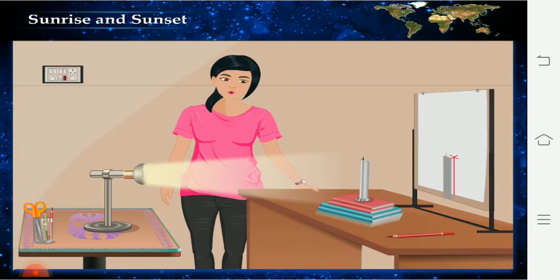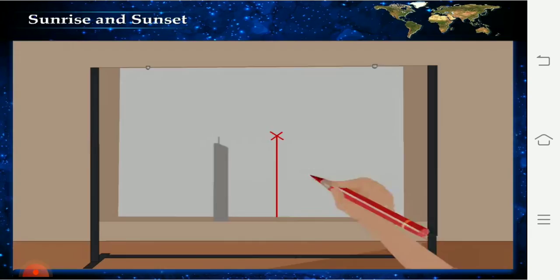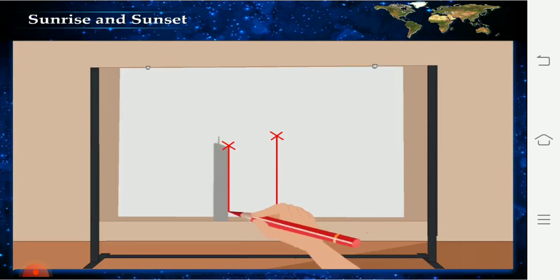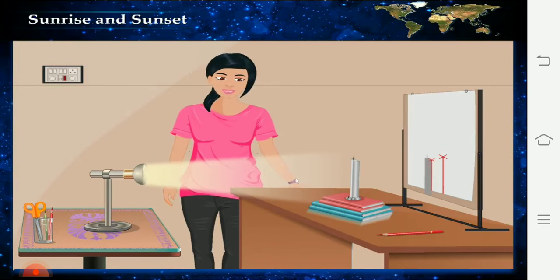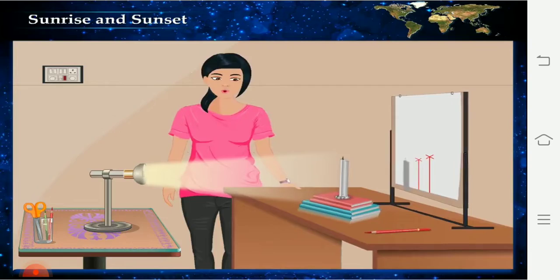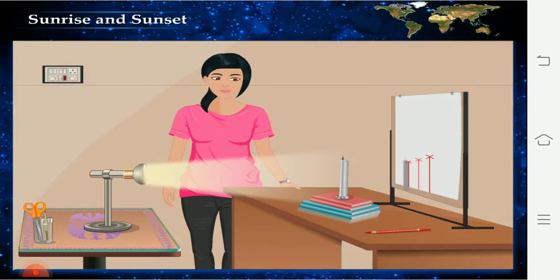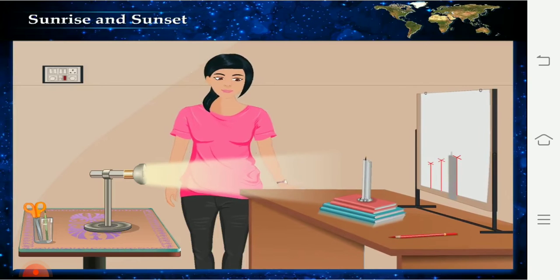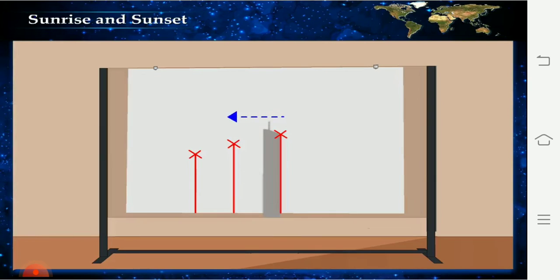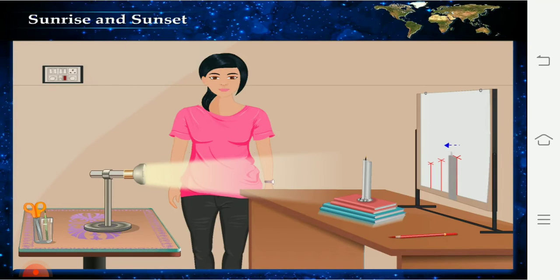Now, slowly move the table along with paper and candle from one side to the other. Carefully observe the location of the shadow of the candle on the paper. On observation, we can notice that as the place of the table changes, the place of the shadow also changes. The shadow moves in the direction in which we move the table.